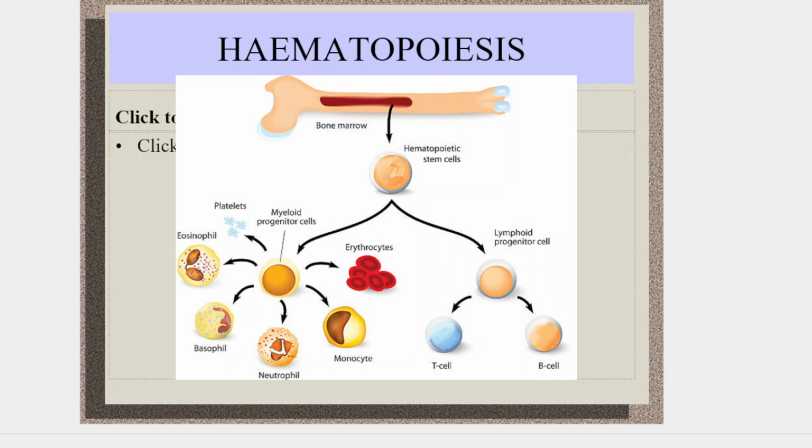The common myeloid progenitor and common lymphoid progenitor further diverge into lineage-specific progenitors. These progenitors mature into recognizable precursor cells such as erythroblasts, myeloblasts, and immunoblast cells. The mature blood cells are differentiated from the precursor cells, and with maturation they become functional, and the mature blood cells circulate in the bloodstream later.